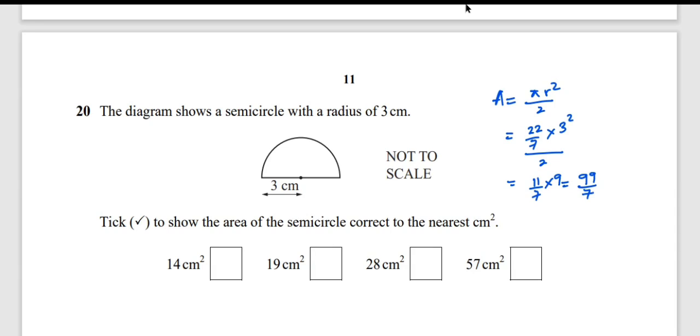Okay, 99 over 7. So do you have anyone there that is equivalent to 99 over 7? The closest value we have there is 14 cm. They say to the nearest cm. So that's correct, because 99 over 7 will give us 14.143. So the nearest in cm is 14 cm. Okay, so moving to the next question.